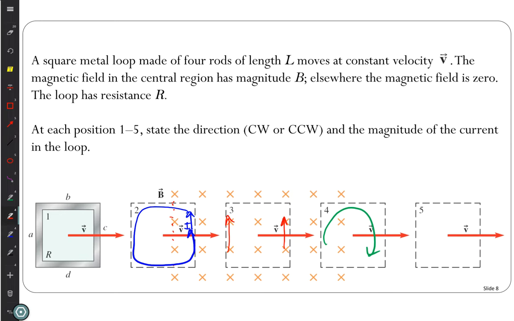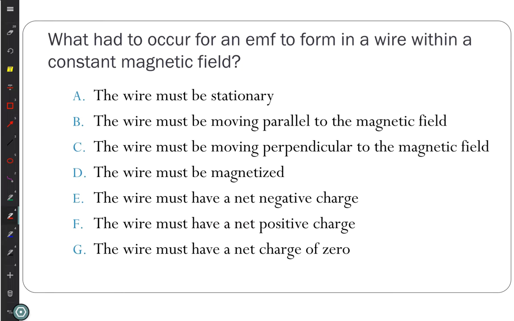Now let's go ahead and go to that clicker question I've skipped over three or four times. What had to occur for an EMF to form in a wire within a constant magnetic field?